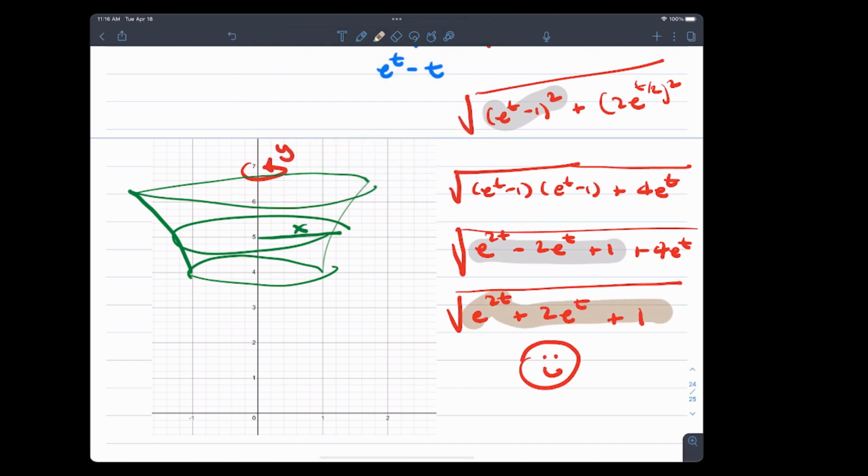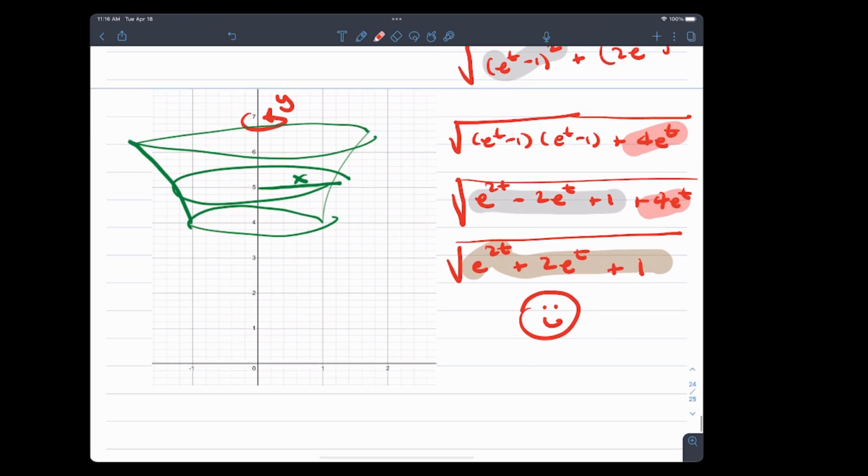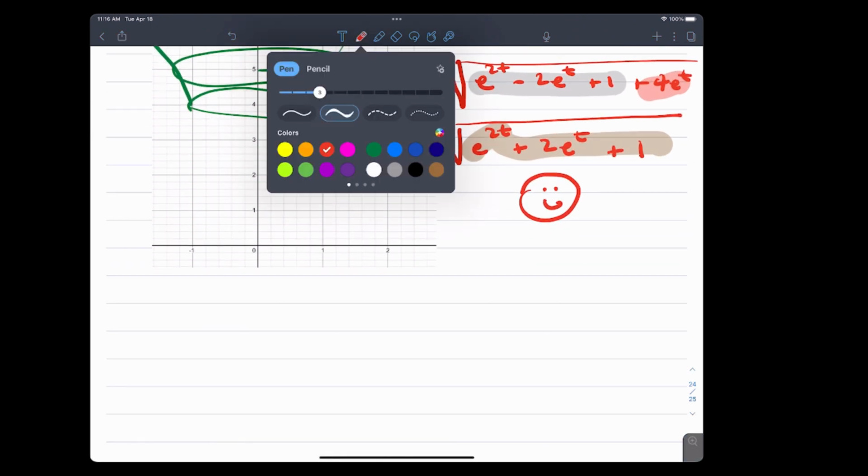Something similar, but now with a plus sign. The sign changed because you added that factor of 4e^t. Is that right? The sign changed because right in here, you added that factor. So what do you think that means? You guys know what that means?